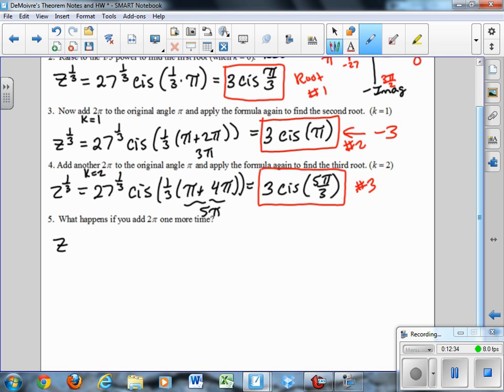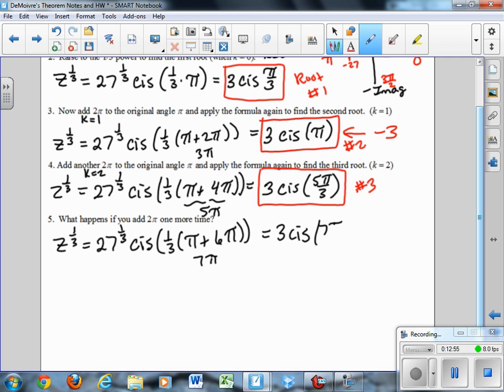I think I'll go back to what I started with. You guys are so smart. 27 cis 1/3 of pi plus 6 pi, which is 1/3 of 7 pi. So this is 3 cis 7 pi over 3. And 7 pi over 3 is the same as 6 pi over 3 plus pi over 3, which is the same as 2 pi plus pi over 3. So I've gone all the way around the circle and back to pi over 3 again. So 7 pi over 3 and pi over 3 are the same thing, so I'm back to root number 1. And if I added 2 pi again, I'd be back to root number 2, and so forth.